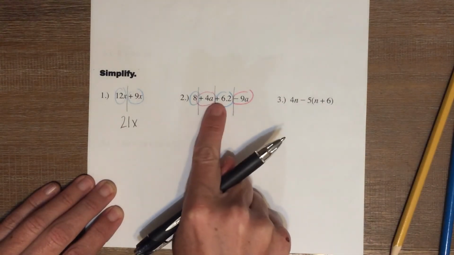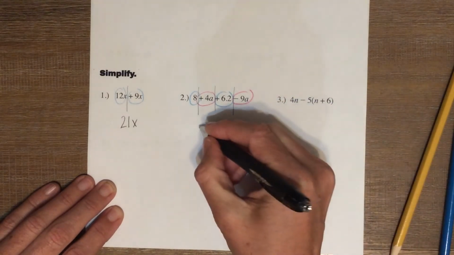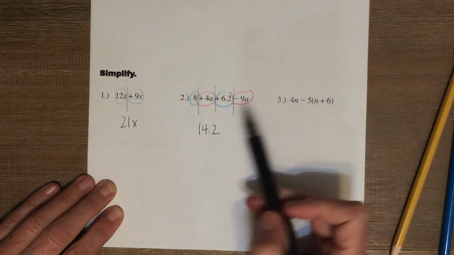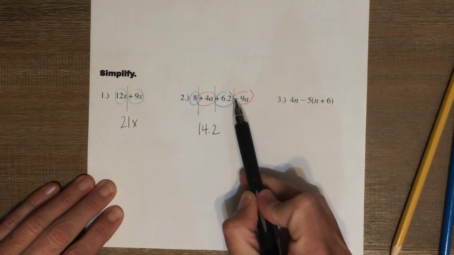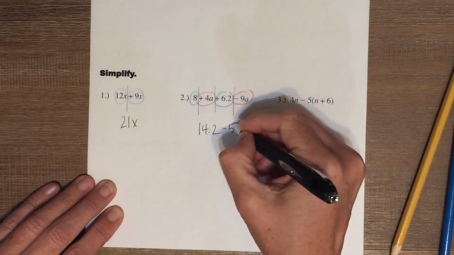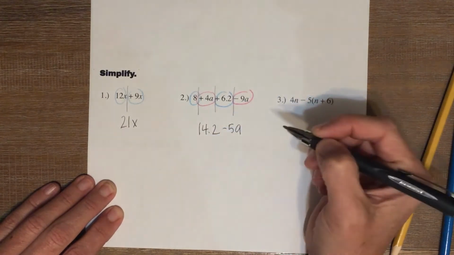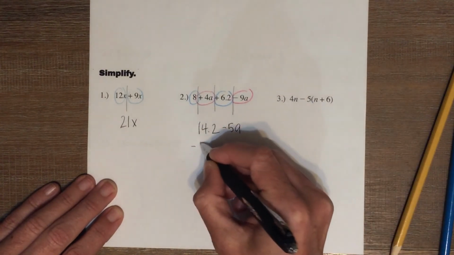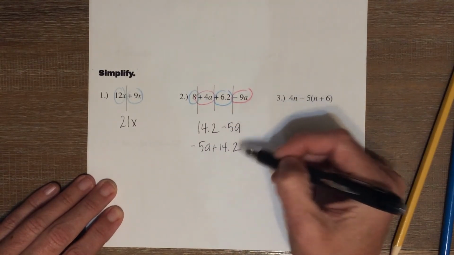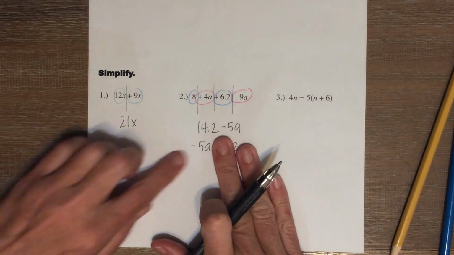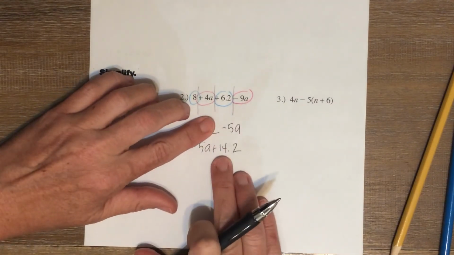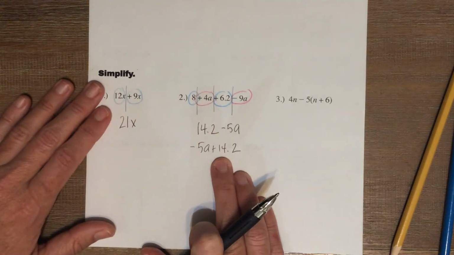This is 8 plus 6.2, that's 14.2. Then you have 4a minus 9a, so 4 minus 9 is negative 5a. You could also write this one as negative 5a plus 14.2. These two expressions are the same. You can see that's negative 5a and that's a negative 5a, positive 14.2, positive 14.2, and so on.